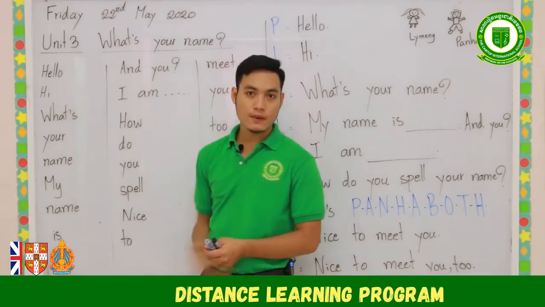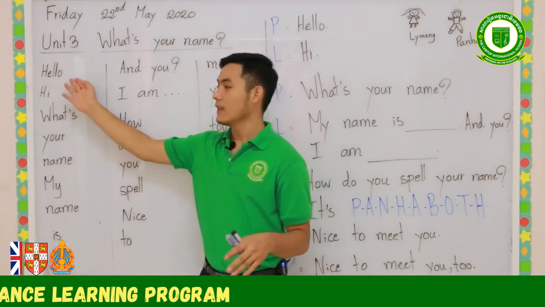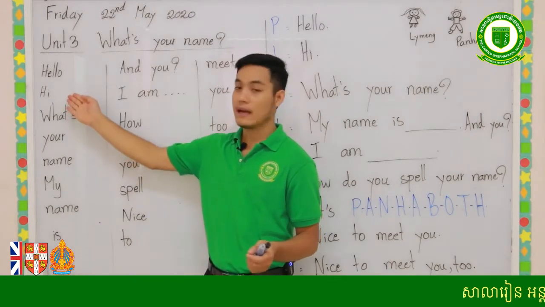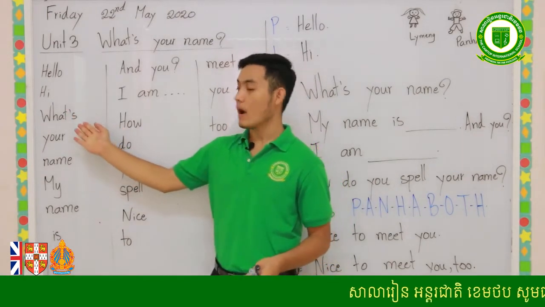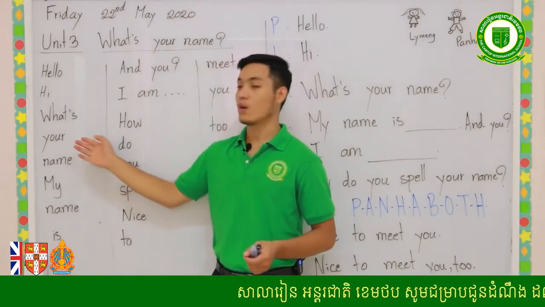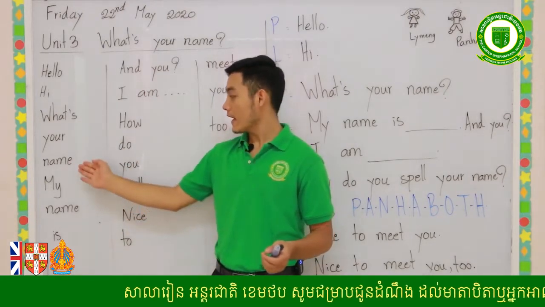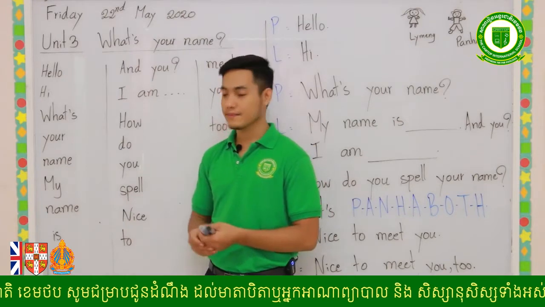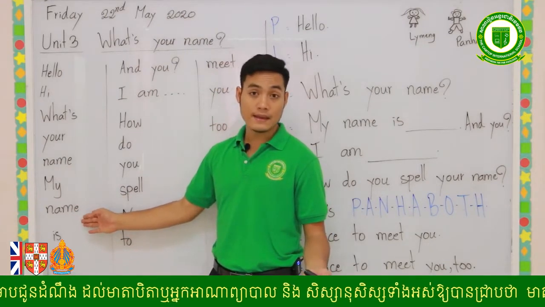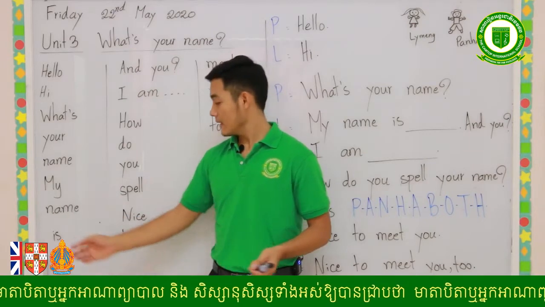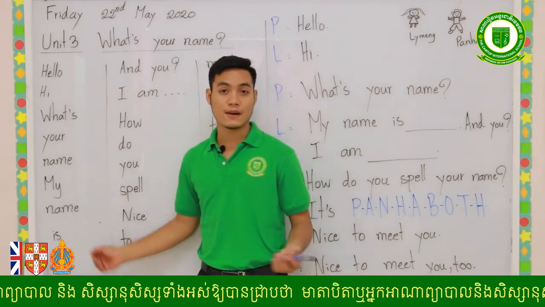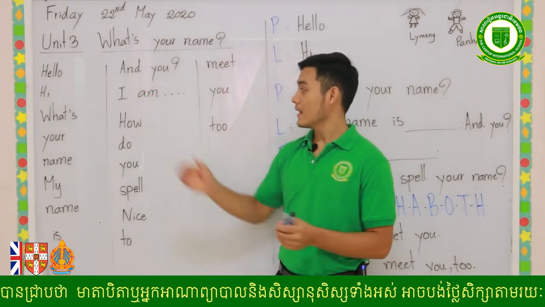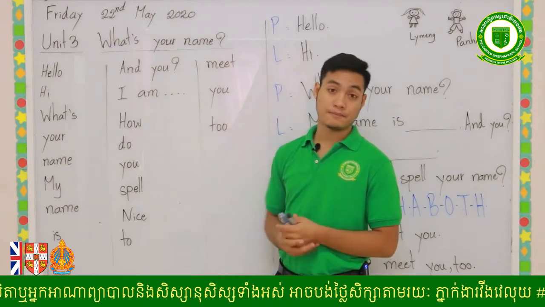The word hello. Okay, so everyone can repeat this. Hello. Like the word hi. Hi. Like the word what's. What's. Name. Okay. And the word my. My name is. Okay. And like the word and you. And you. I am. Okay.